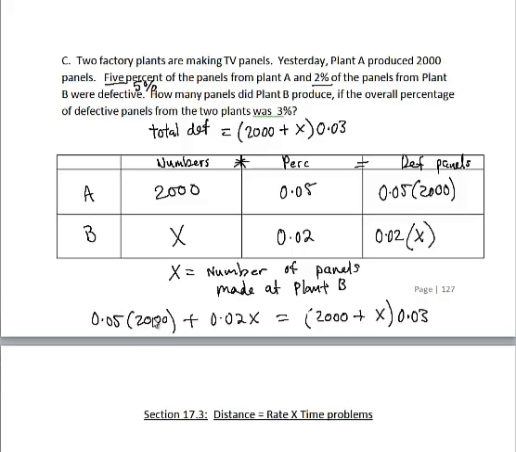And so the hard part is to complete the table, use your variable, define it appropriately, and set up your equation. I'll leave it to you to solve this equation.